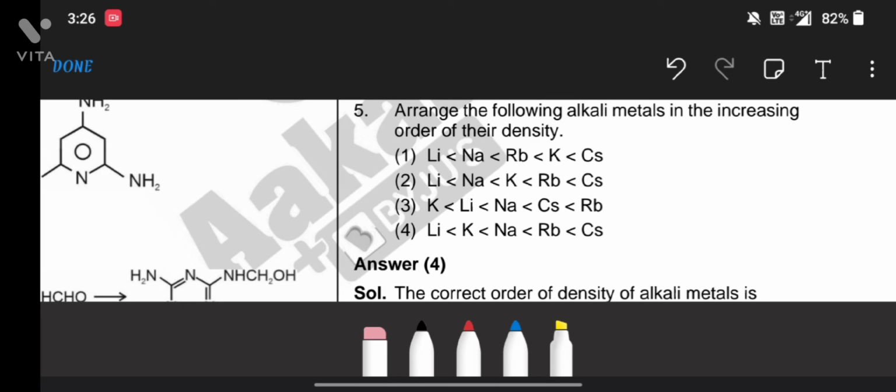Second one, they are given that lithium is smaller than sodium, sodium is smaller than potassium, potassium is smaller than rubidium, rubidium is smaller than cesium. Third option, they are given that potassium is smaller than lithium, lithium is smaller than sodium, sodium is smaller than cesium, cesium is smaller than rubidium. The fourth option, they are given that lithium is smaller than potassium, potassium is smaller than sodium, sodium is smaller than rubidium, rubidium is smaller than cesium.